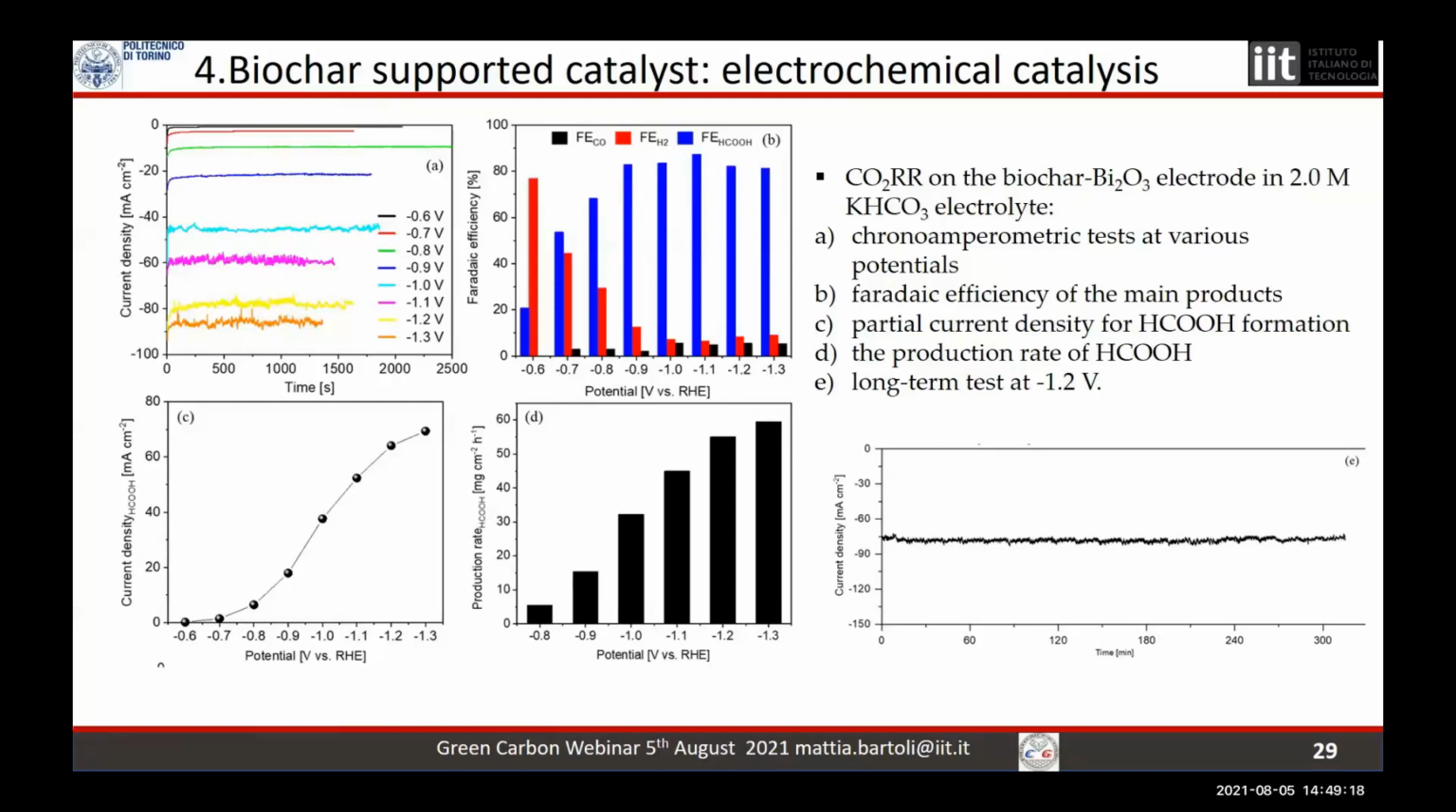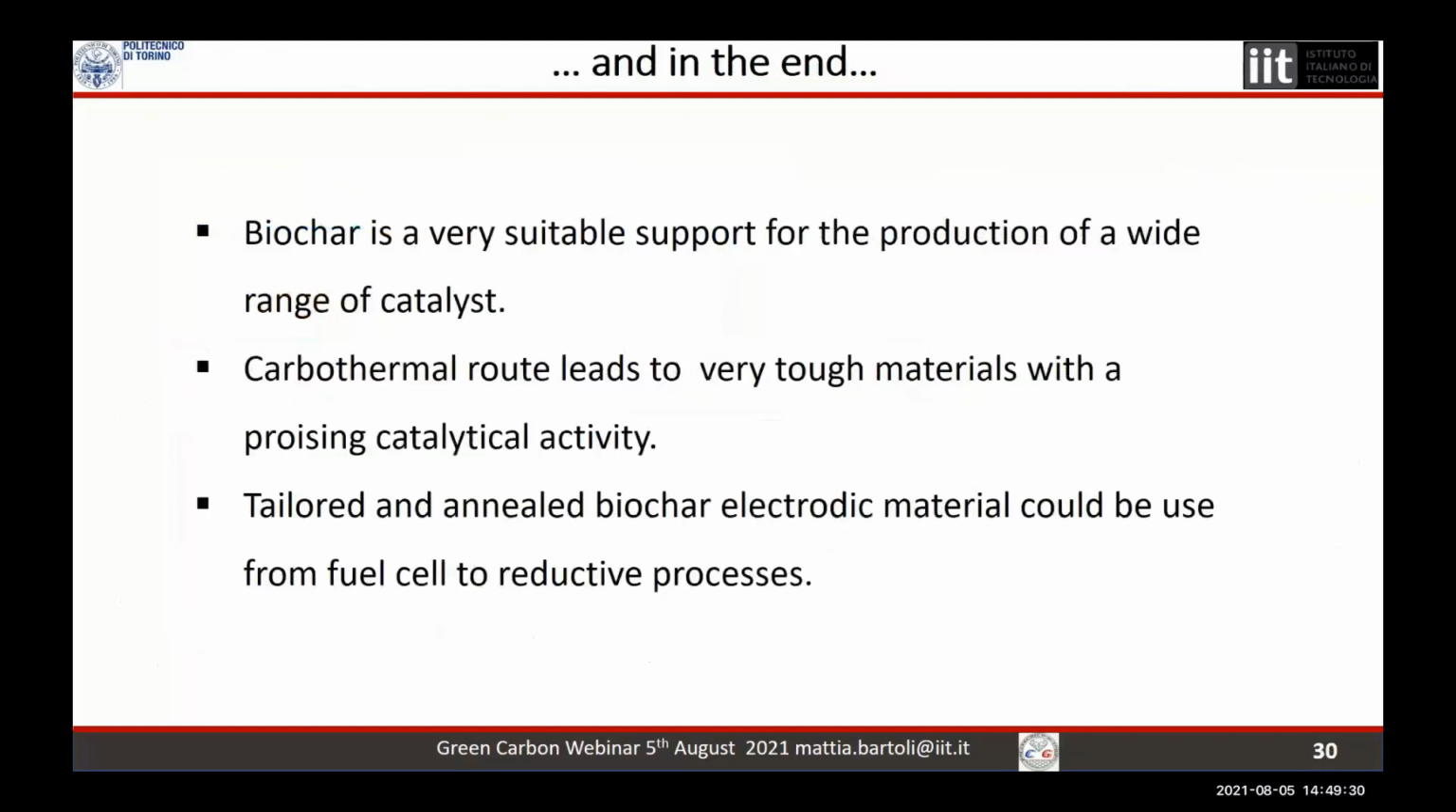And the production rate increases, of course, with the potential applied in the flow cell, up to 60 milligrams per centimeter square per hour. So, I came to the end. What I'd like to point out with this small presentation is that biochar could be a solid replacement for traditional carbon sources for the production of catalysts, but could also exploit a new and different kind of activity.